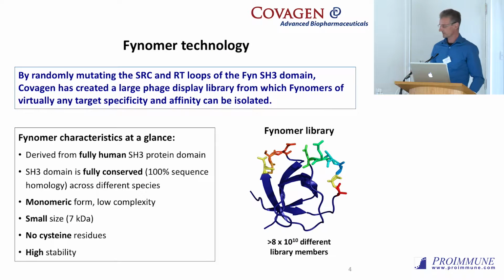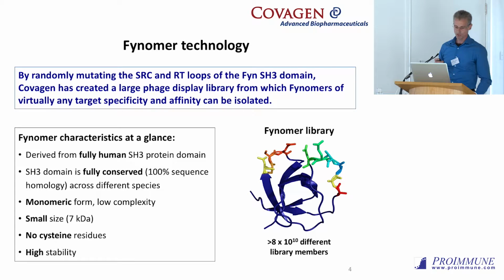So what we did was permutate all the amino acids in these flexible loops and generate a phage display library, and out of this library, you can fish binders against your target of interest. So that's the technology of phenomers. The characteristics of phenomers: they are fully human because they're derived from a fully human protein, and this so-called SH3 domain is fully conserved across mammalian species. They are small and less complex. I like this, being small and simple.